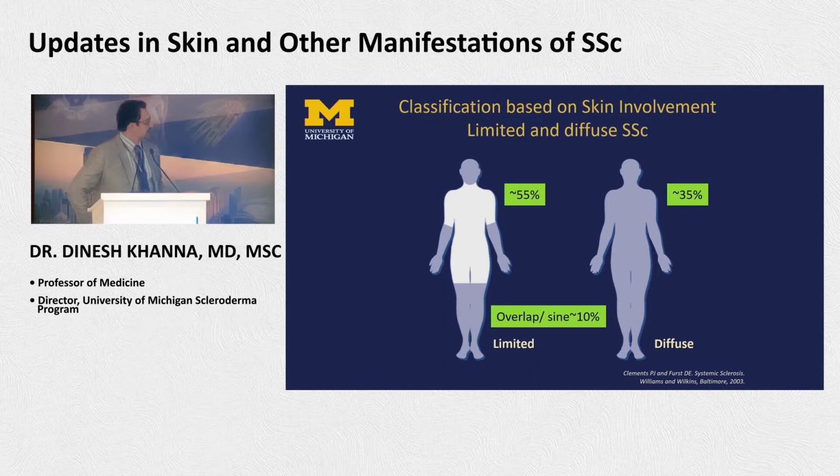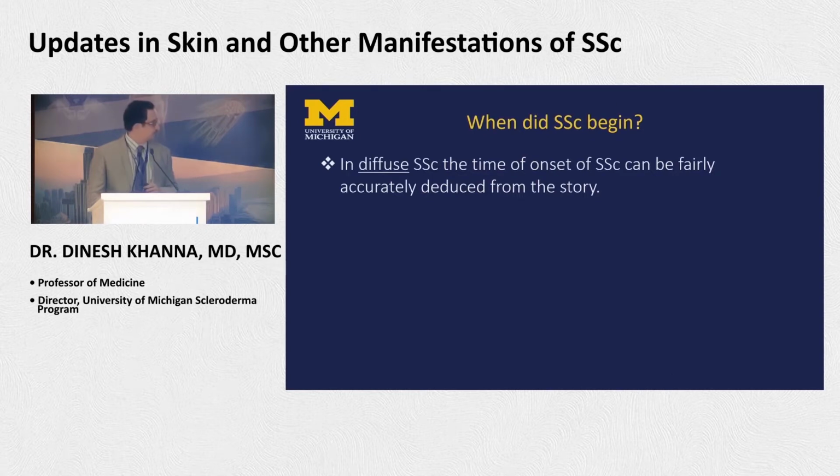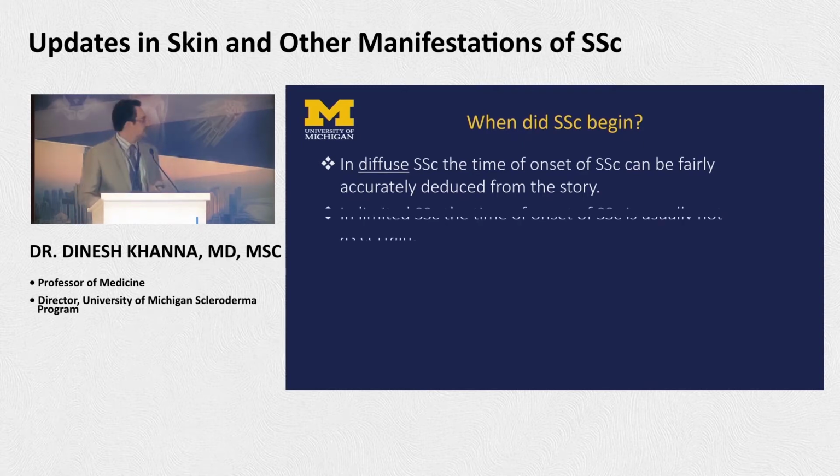There are about 5 to 10% of the patients who have sine scleroderma. In other words, they do not have any skin thickening. But apart from that, that picture is very appropriate. So before we start about treatment, the job of a rheumatologist is to figure out when did the scleroderma start.